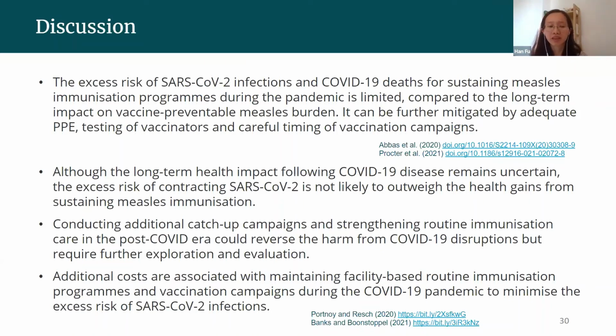Since we are observing a long-term impact of the COVID-19 disruptions to measles burden, some measures could be planned and might be able to reverse the harm from the disruptions, which are conducting additional catch-up campaigns and/or strengthening the routine immunization care in the post-COVID era. However, these all require further exploration and evaluation.